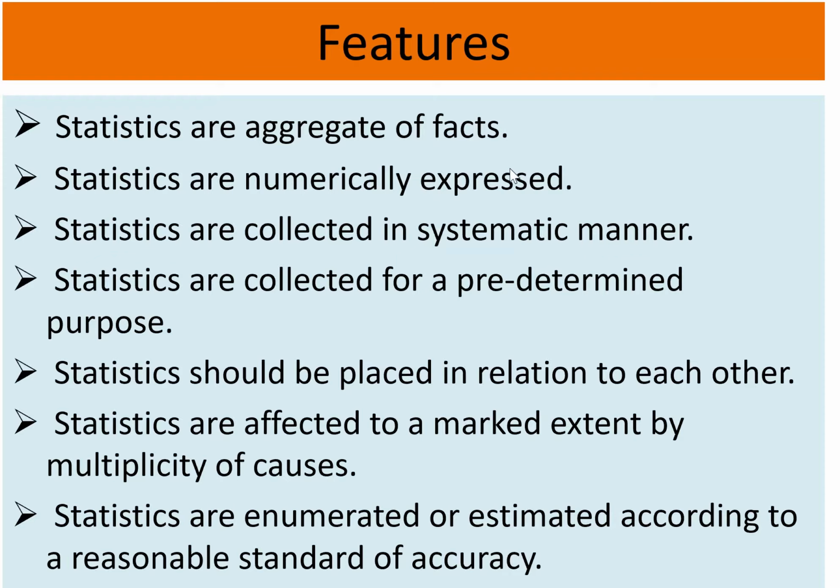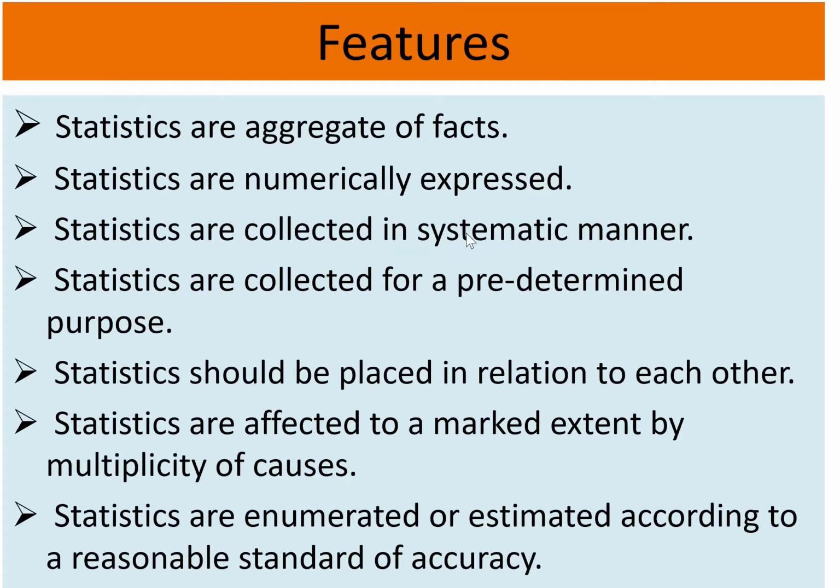Statistics are numerically expressed. How do we say that? For example, if we have to express the population of any country, we go for statistics. In other words, we take the census and find the statistics. There we represent the rate. For example, how is the Indian population growing? We express that the Indian population is growing at 1.94 per thousand per year. So we are talking about something numerically expressed.